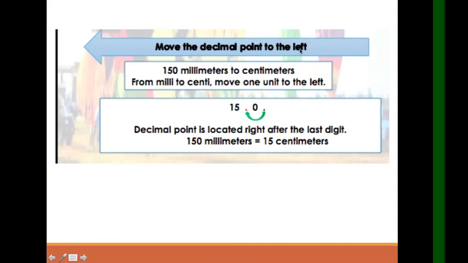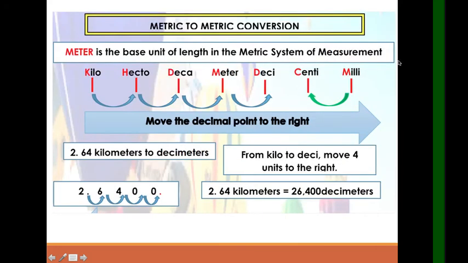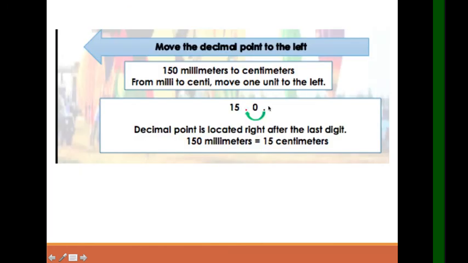Okay. So, another. Move the decimal point to the left. Halimbawa, ito nga, 150 millimeters to centimeters. From milli to centi, move 1 unit. So, tingnan natin, milli to centi. Okay, nag-move nga tayo ng 1 unit. So, ang ating given ay 150. So, ito yung point niya. Since it's a whole number, nasa dulo yung point, mag-move ka ng 1 unit, and that's 15. So, decimal point is located to the right after the last digit. So, kapag ganon, pwede mo nang alisin yung 0, no? Kasi wala naman siyang value. So, we have 150 millimeters equals 15 centimeters. Okay?